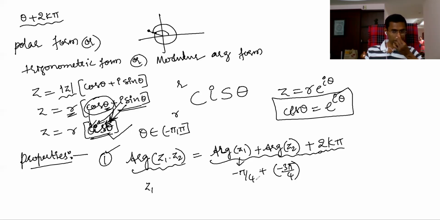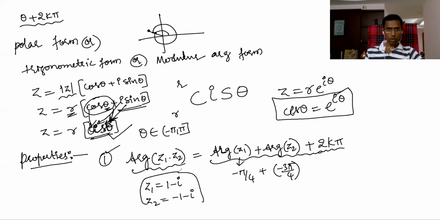Then Z1, Z2. Z1 is minus pi by 4. That means I take Z1 as 1 minus i. Simple thing I am taking. Z2 I will take as minus 3 pi by 4, that is minus 1 minus i. This is what Z1 and Z2 I am taking, just to give you an example.